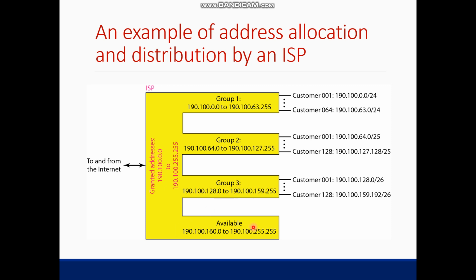And the total available addresses, after the end of this one, which is going to be this address 159 to 255. So the next address is going to be 190.100. After this one, 159 is going to be 160, and starts from 0 up to this one are going to be the available addresses to be allocated to other devices in the future or stuff like that.